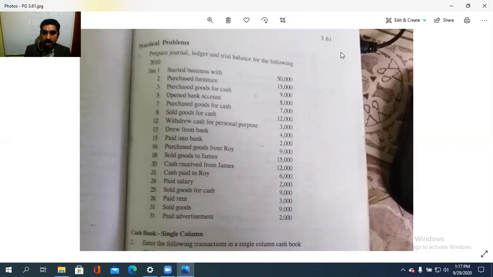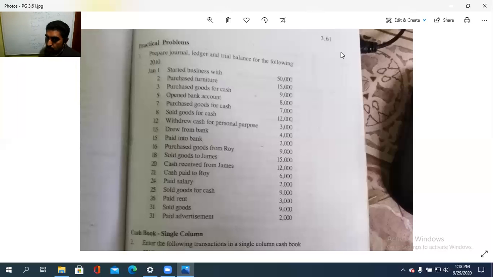Purchased goods from Roy. Roy is the supplier. So purchase account debit to Roy 9,000. Sold goods to James. James is the customer. So James debtor to sales, it is 15,000. See, there is a creditor as well as a debtor. Then cash received from James, so cash account debit to James, 12,000.